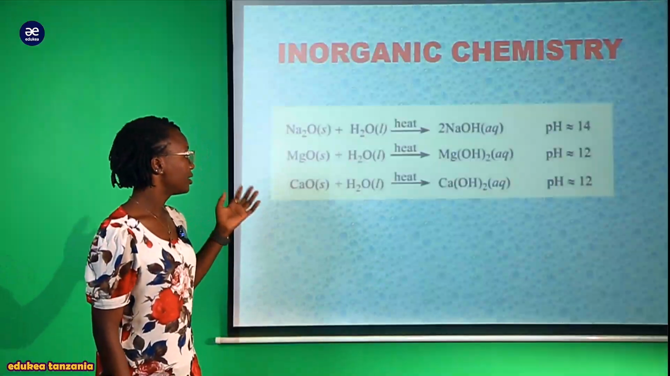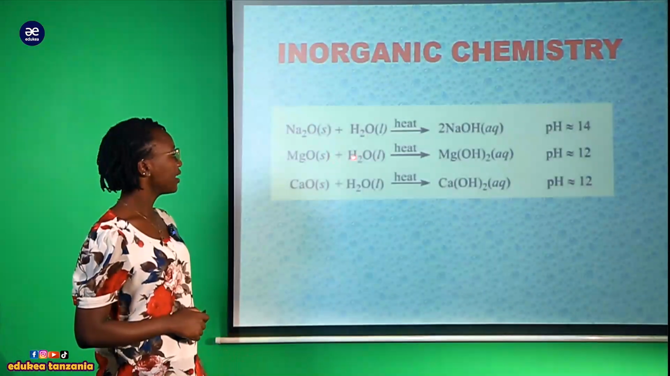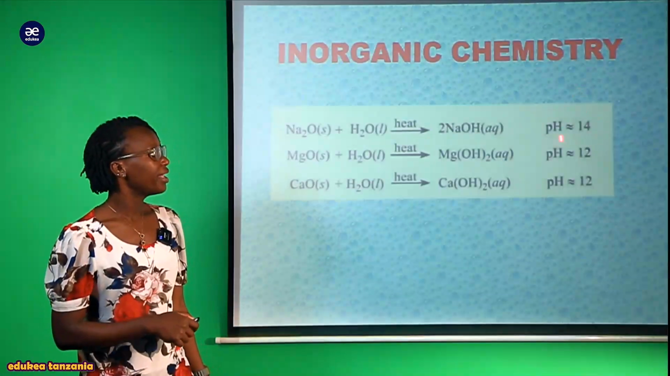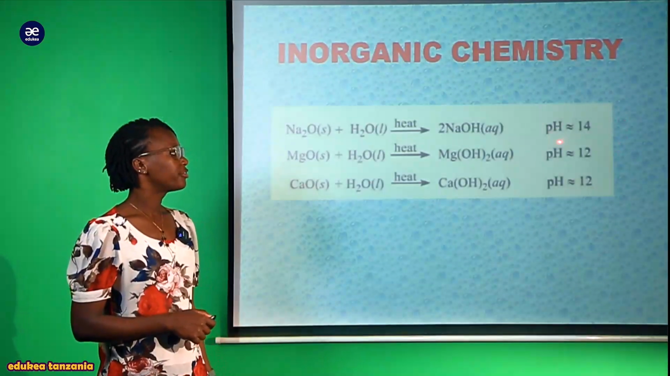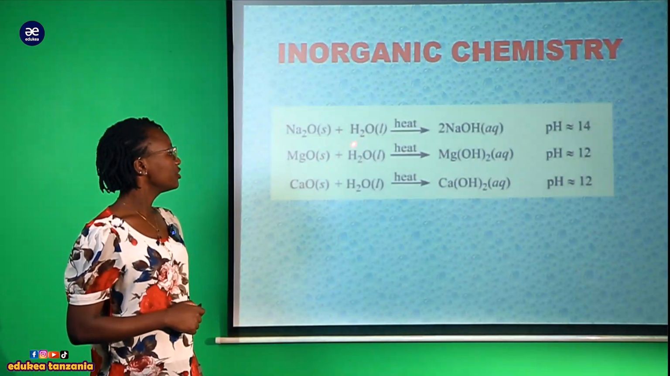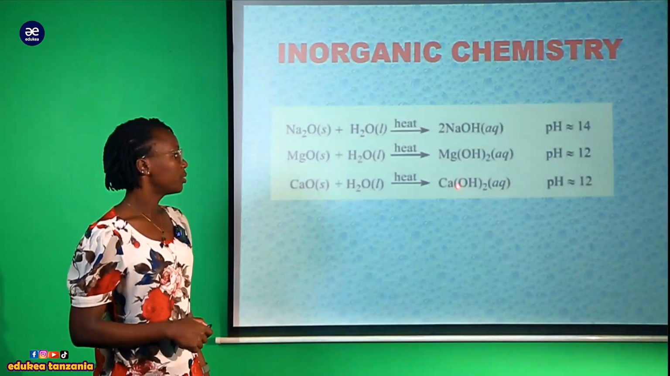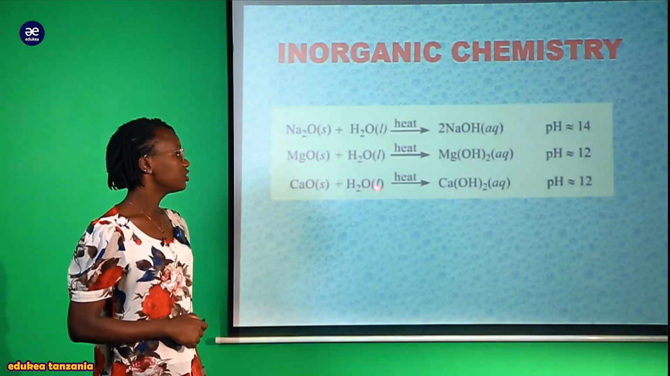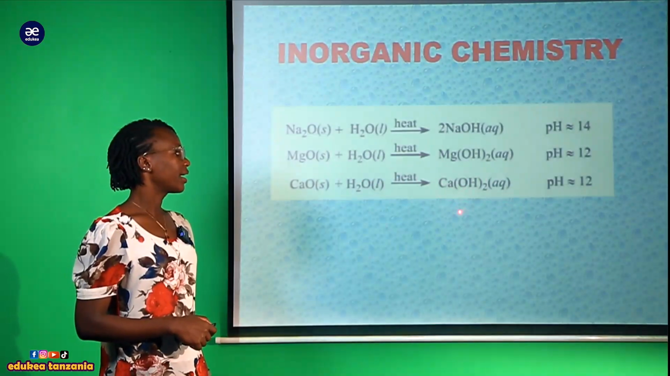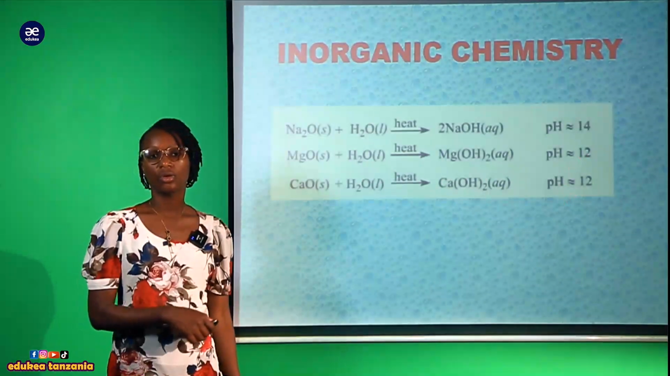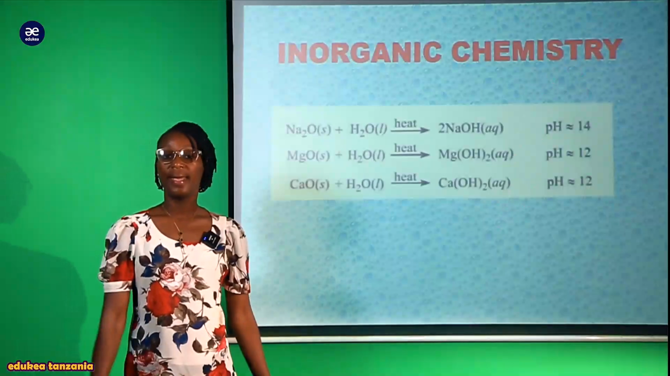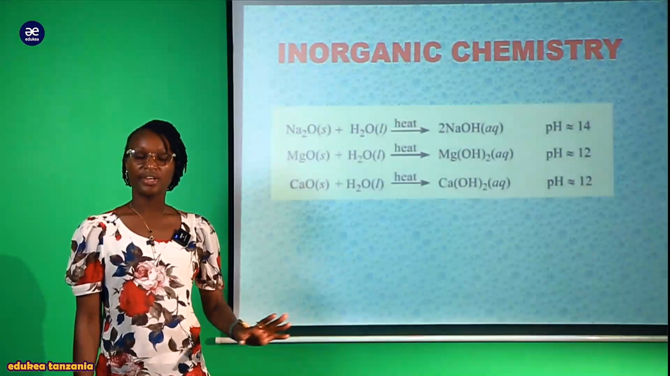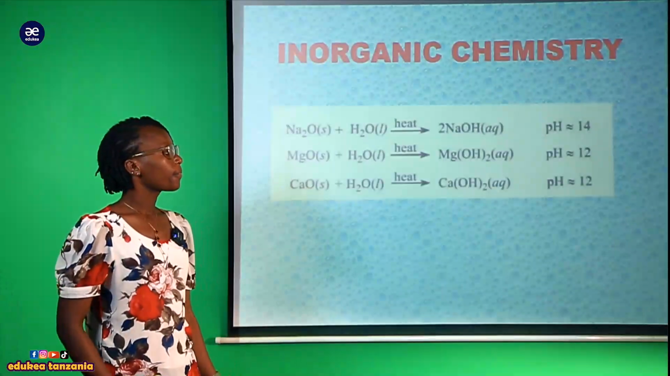For instance, as you see here, sodium oxide anareact na water molecule, tunaenda kupata the sodium hydroxide and the pH is equal to 14. Magnesium, as you see here, reacts with the water to get the magnesium hydroxide, the pH is 12. Calcium, also we're going to form the calcium hydroxide, the pH is 12. Kwa hiyo utakuja kuona kwamba hizi zote hapa ni basic solution, the basic solution of metal hydroxide compound.